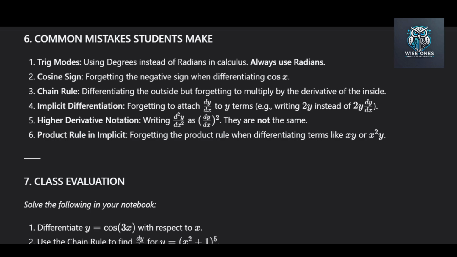Mistake number 2, cosine and sine. Forgetting the negative sign when differentiating cosine x. Correction: cosine becomes negative sine. Write the minus sign big in your notes.